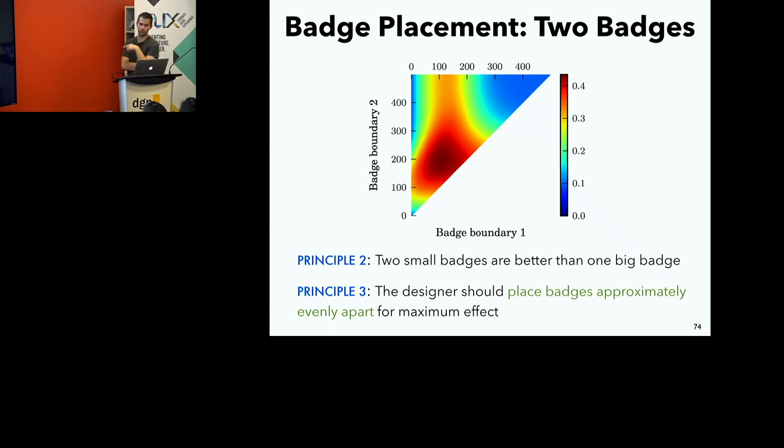But in the examples that I showed you early on, there actually were a lot of badges, right? So Stack Overflow has literally hundreds of badges. Khan Academy has hundreds of badges per type. So I think they're actually taking this design principle seriously and having lots of little small badges as opposed to a few big ones. Yes?